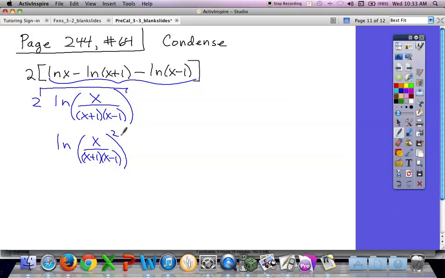Now, there's a problem kind of like this in the homework, which is by far the one that I got the most questions about last class. And when they wrote the answer of the similar problem, if I would do the same thing on this one here, they would have written it like this. ln of x squared over x squared minus 1 squared. Where did that come from?